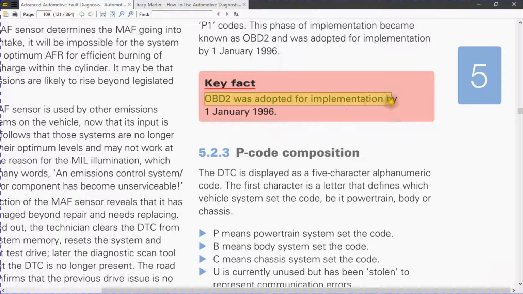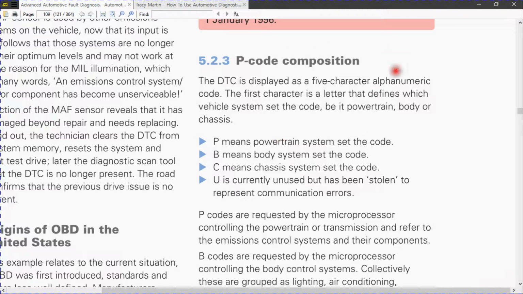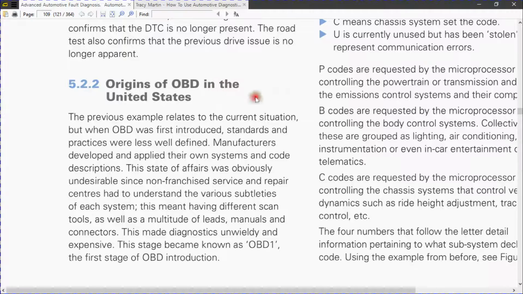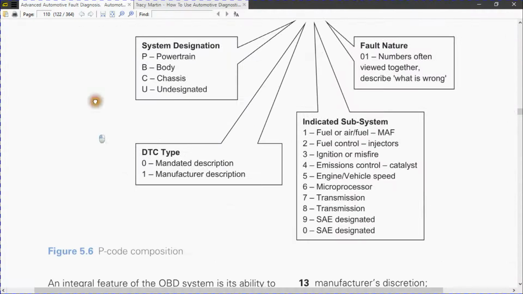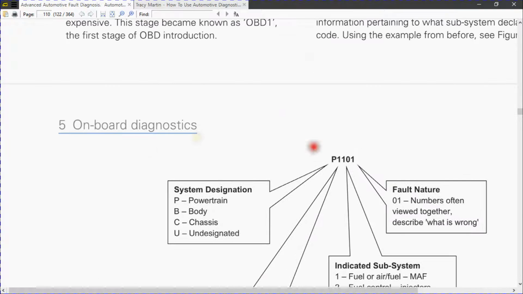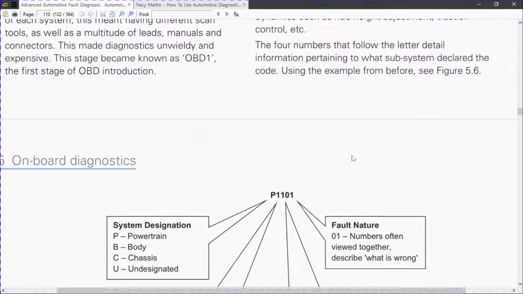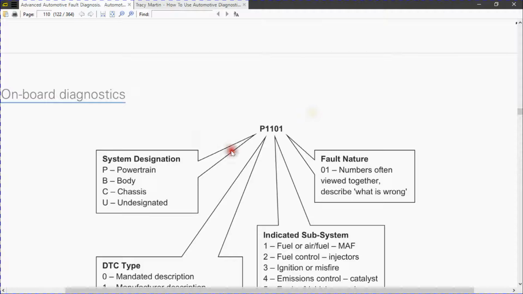OBD2 was adopted for implementation by 1st January 1996. P code composition, origin of OBD in the United States. Yes, let's read this. This is what the codes look like. When you scan a vehicle like a car, we find this kind of code, and it has meanings, right?